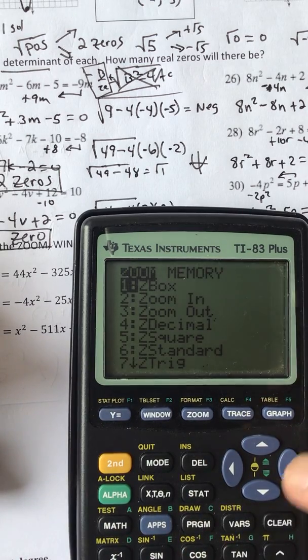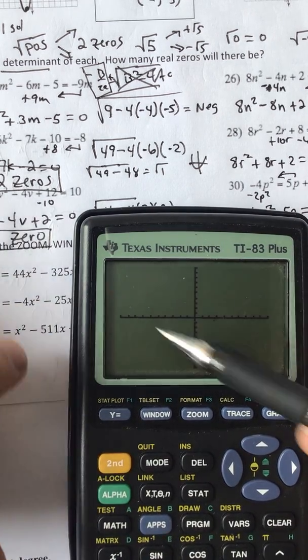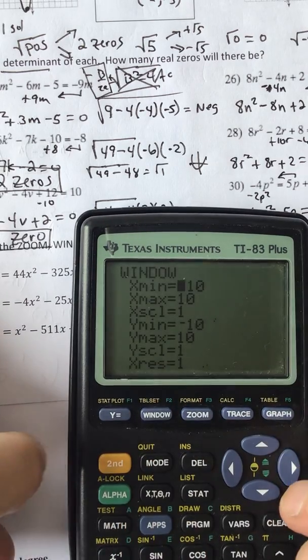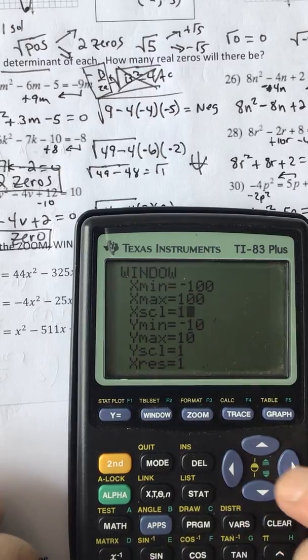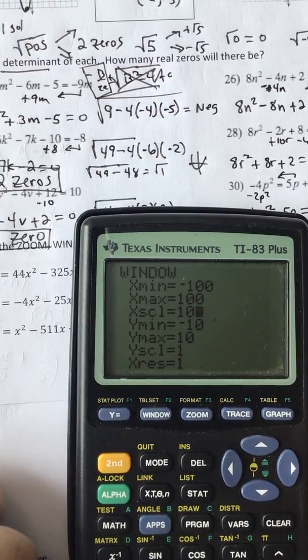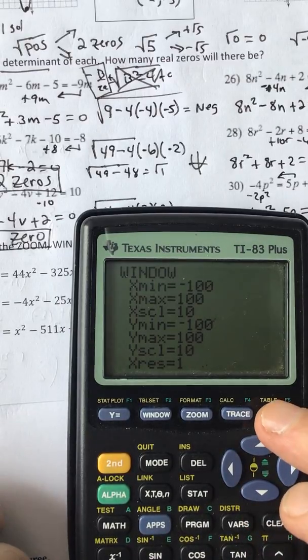I'm going to start out with my standard 10 by 10 grid. Okay, so those numbers are so big it's not even on the 10 by 10 grid. So I am going to make my window go out. I'll go out to 100 by here. So I'll make it go to the hundreds by 10, and for the y-axis to the hundreds by 10. See if that finds it.